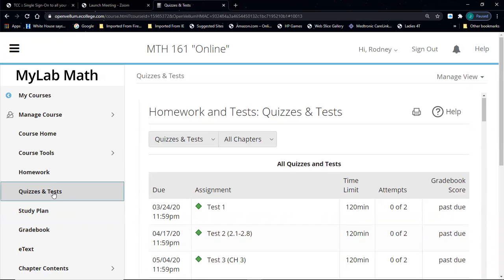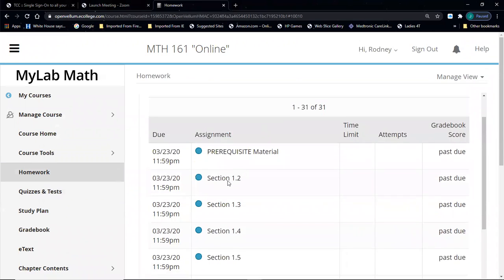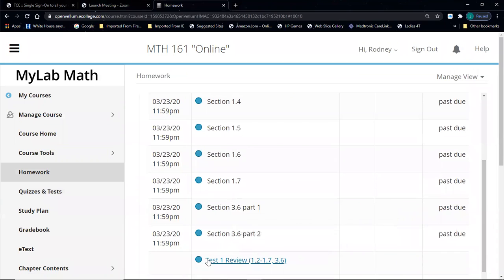There's also a review that you should have already seen, in my opinion, in the homework section. And it should be right under section 3.6, test 1 review, and then it shows the sections. There's no due date for the reviews. The reviews are not assignments unless I change my mind later, if nobody's doing the reviews and everybody, say, fails the test, which has never happened and hopefully will never happen for my classes. But yeah, you get the idea.